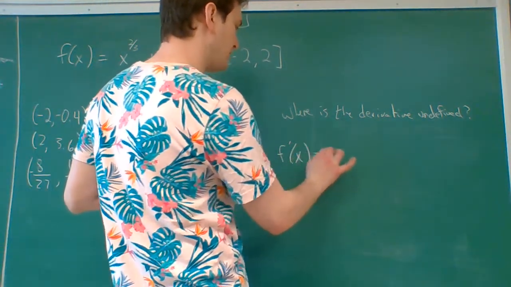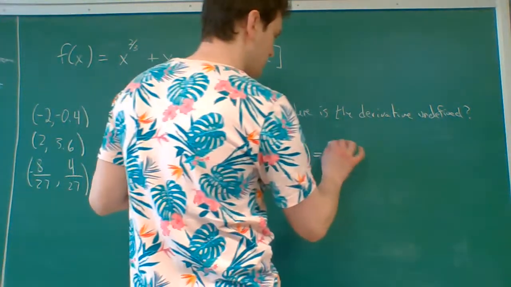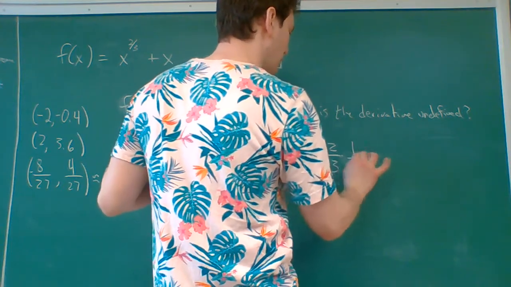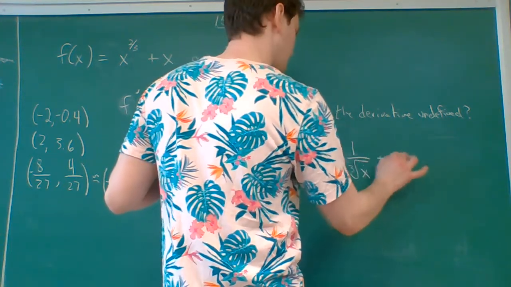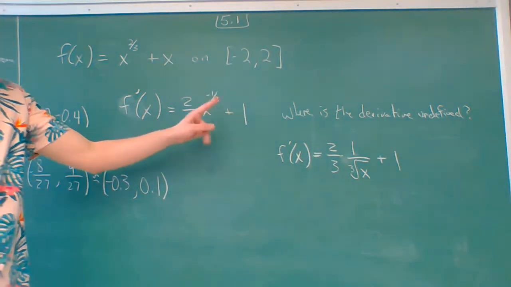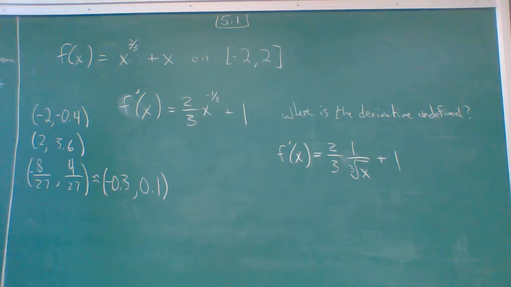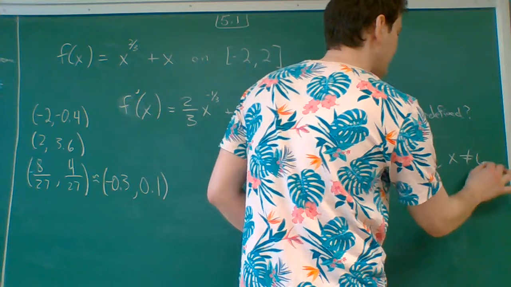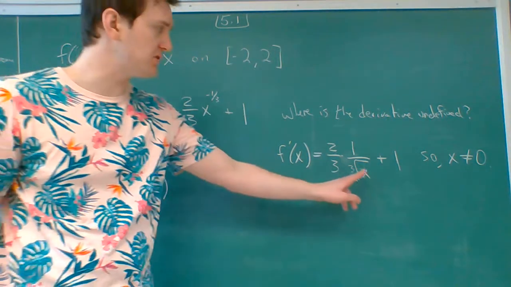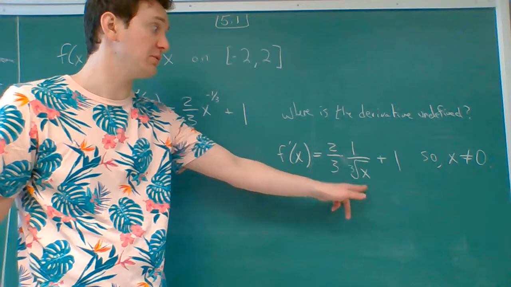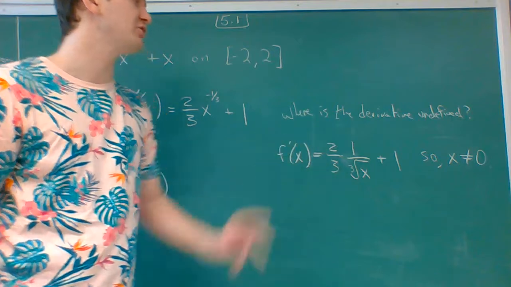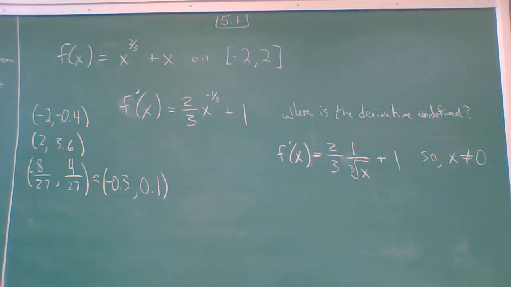Note that the derivative can be rewritten as 2/3 times 1 over cube root of x plus 1, right? Because that's what x to the negative 1/3 is. It's 1 over cube root of x. So x cannot be 0 here, because if x was 0, I'd have 1 over cube root of 0. I'd have 1 over 0. That's not allowed. So my derivative is undefined at that position.